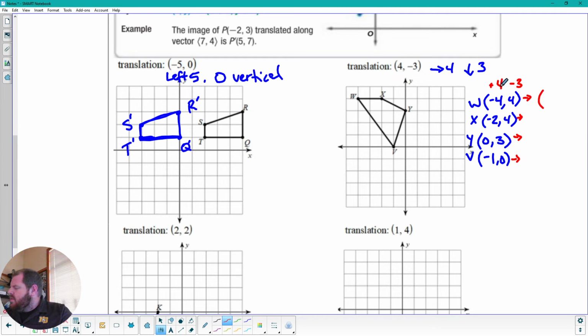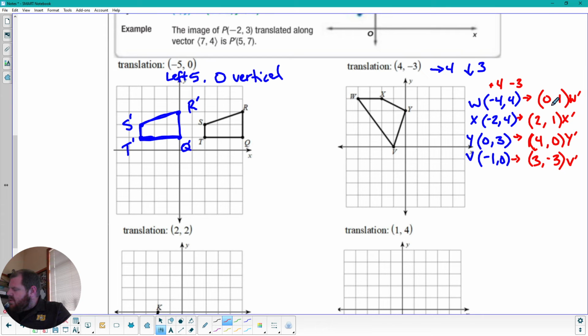-4 plus 4 is 0. 4 minus 3 is 1. -2 plus 4 is 2. -4 minus 3 is 1. 0 plus 4 is 4. 3 minus 3 is 0. And -1 plus 4 is 3. 0 minus 3 is -3. And that would give me all of my transformed points. So that would be W prime, X prime, Y prime, and V prime.